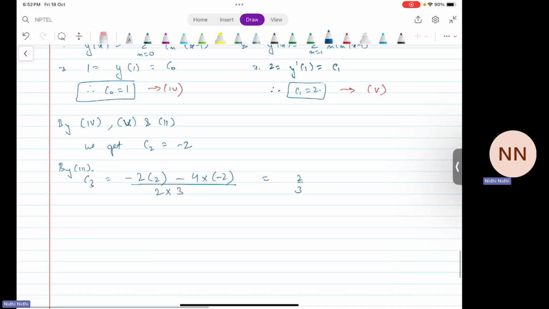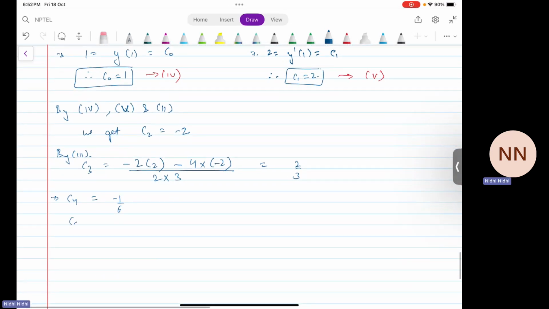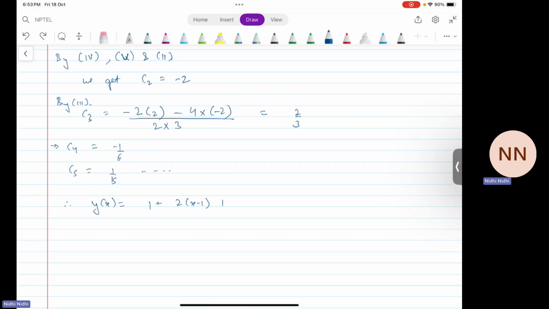Similarly, we can find the rest of the coefficients. C4 will turn out to be minus 1 by 6. And C5 will turn out to be 1 by 15, and so on. So therefore, we got the series solution. y(x) is equal to 1 minus 2(x minus 1) plus 2 by 3 (x minus 1) cube minus (x minus 1) power 4 by 6, and so on. So this is our power series solution.